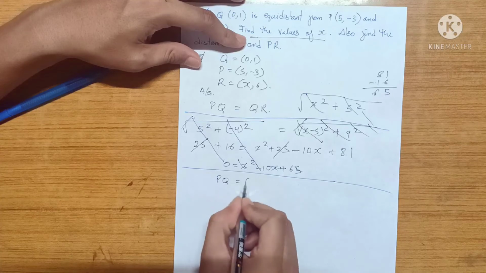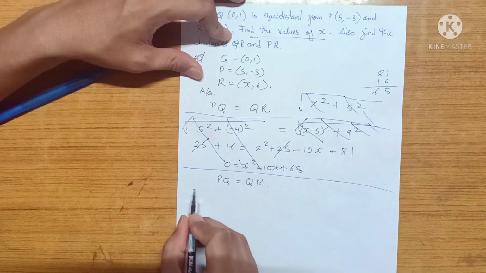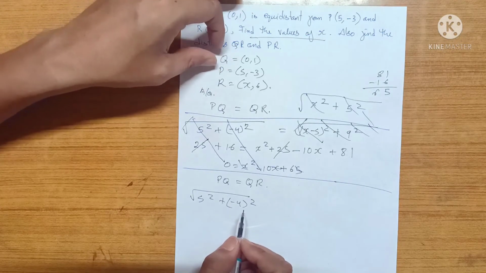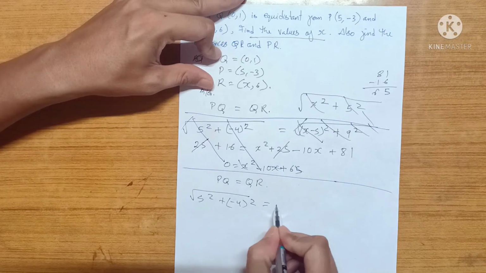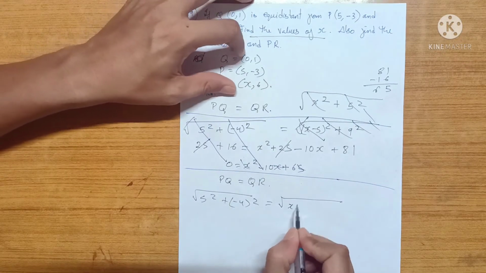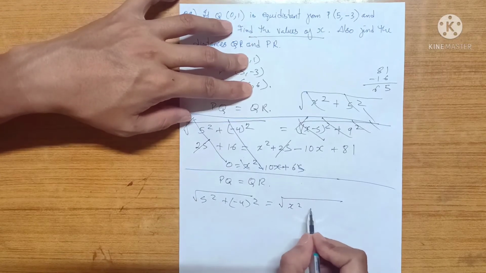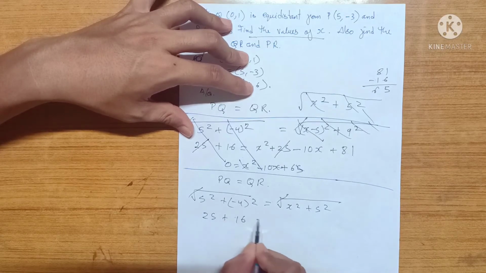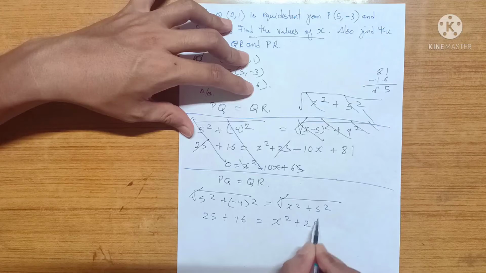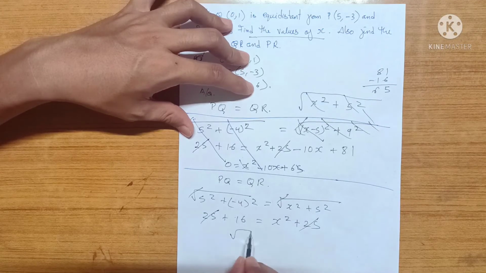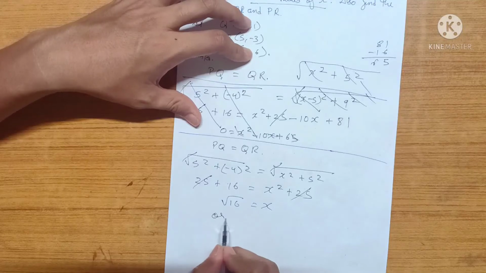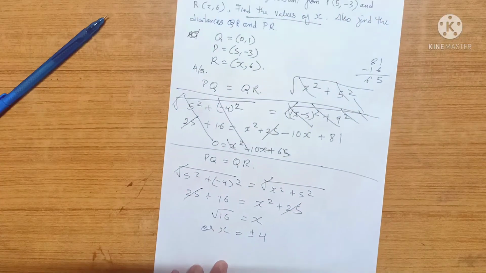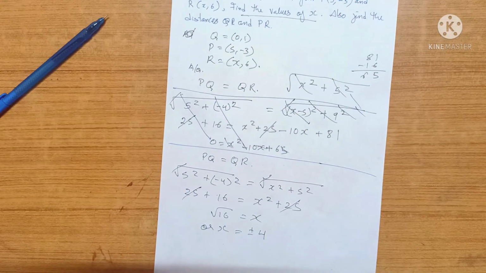So PQ equals QR. For PQ we got 5 squared plus minus 4 the whole squared, that's right. And then for QR, x minus 0 is x squared, and then 6 minus 1 is 5 squared. 25 plus 16 equals x squared plus 25. 25 we can cancel, so x squared equals 16, or since we are talking about the Cartesian plane, x will be plus or minus 4. Easy question.